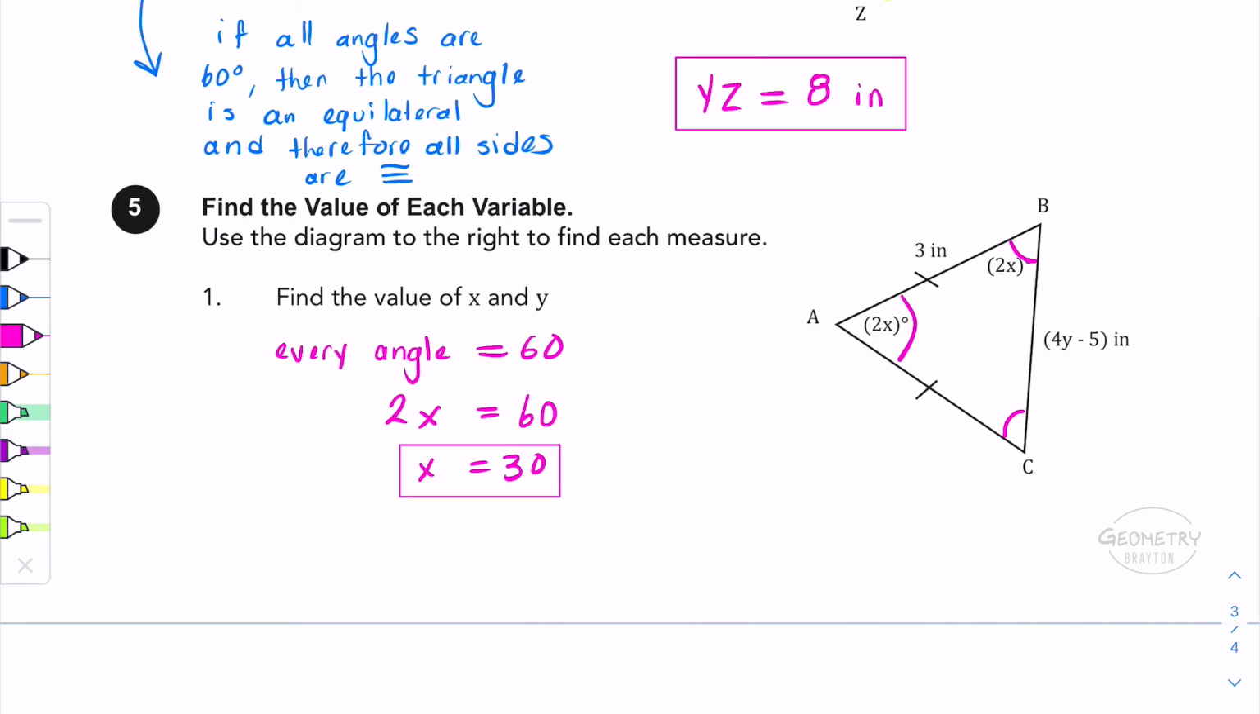Because we now know that we have an equilateral triangle, because we have 3 equal angles, we also know that every side is equal. So knowing that every side is equal because of what we just found out with the x variable, we know that this segment is congruent to this segment, and therefore I can set those segments equal. So I can do 3 is equal to 4y minus 5. I'm going to solve for y, so I add 5 to both sides. 8 is equal to 4y. I'm going to divide both sides by 4, and y is equal to 2.